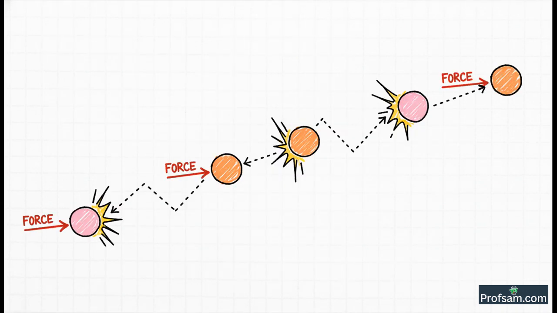Constant, repeated collisions. Think about trying to run at full speed through a really crowded market. You just can't. You take a few steps, you bump into someone, you slow down, you start again, you bump into someone else. It's the same for the electron. The electric field tries to speed it up, but the collisions with the positive ions keep slowing it down. And this whole process, this opposition to the flow, is exactly what we call electrical resistance.